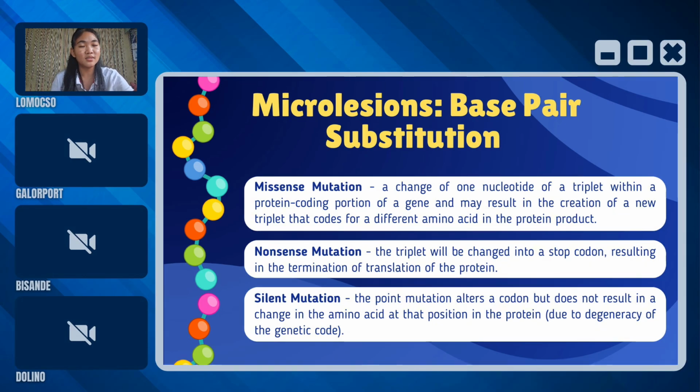Second, we have the nonsense mutation. It changes a sense codon into a nonsense stop codon, causing a premature termination of translation. Third, we have the silent mutation. It changes a sense codon into a synonymous codon, leaving the amino acid sequence of the protein unchanged.